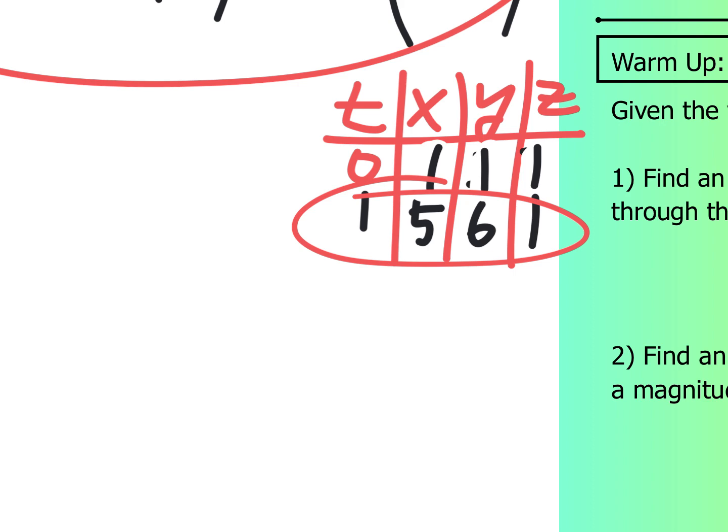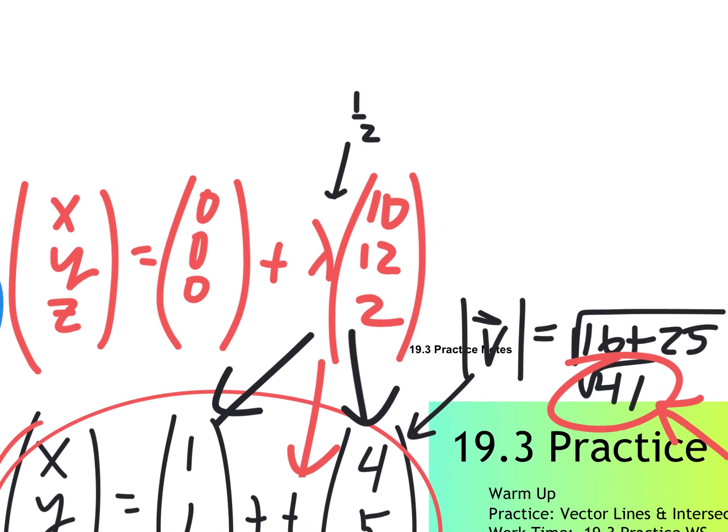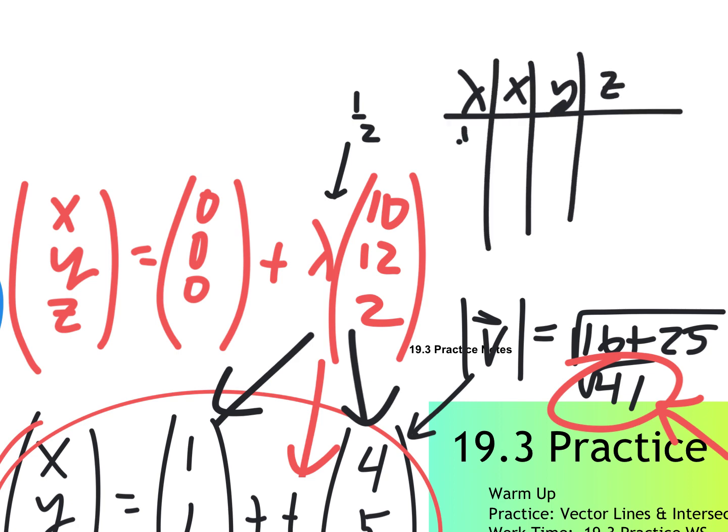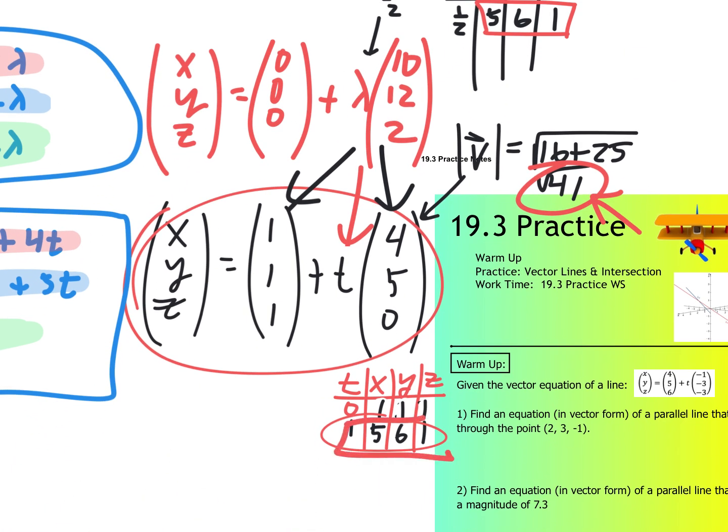I better just make sure in the other equation that when time is 1/2, remember lambda was 1/2, that I also get 5, 6, 1. So I'm going to make my little lambda x, y, z chart and make sure that when I put in 1/2, I really get what I thought I was going to get. And I get 5, 6, 1, which is the same point. They both go through 5, 6, 1, but at different times.